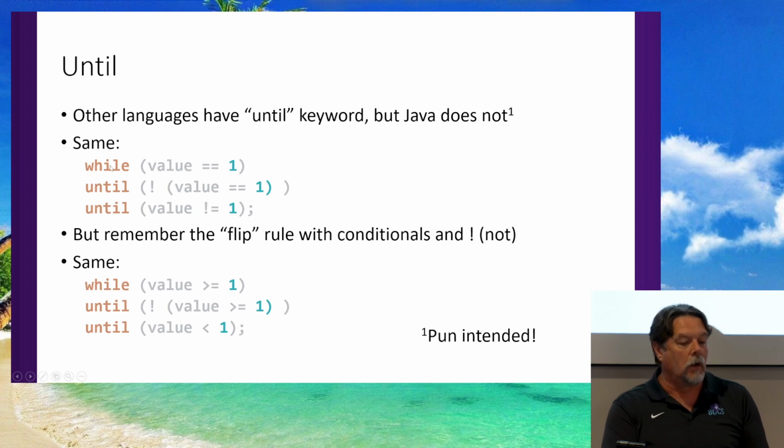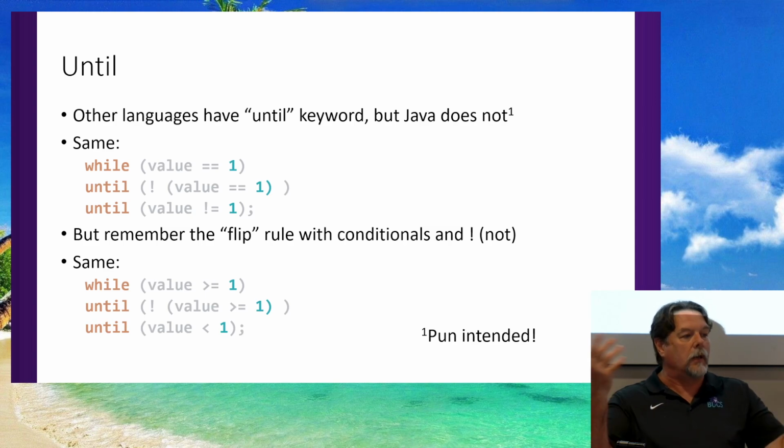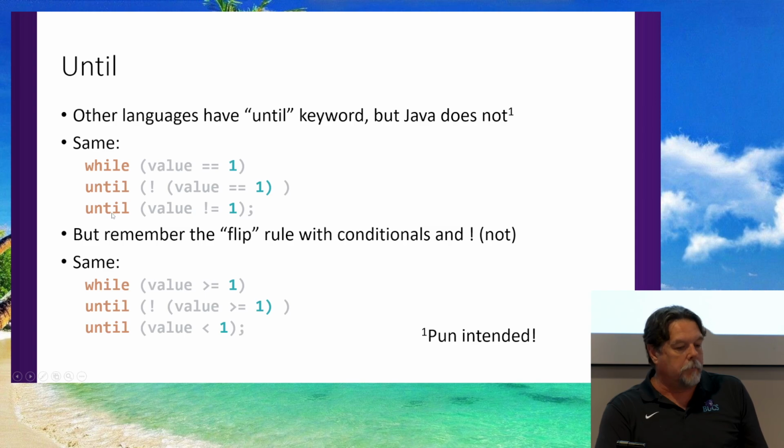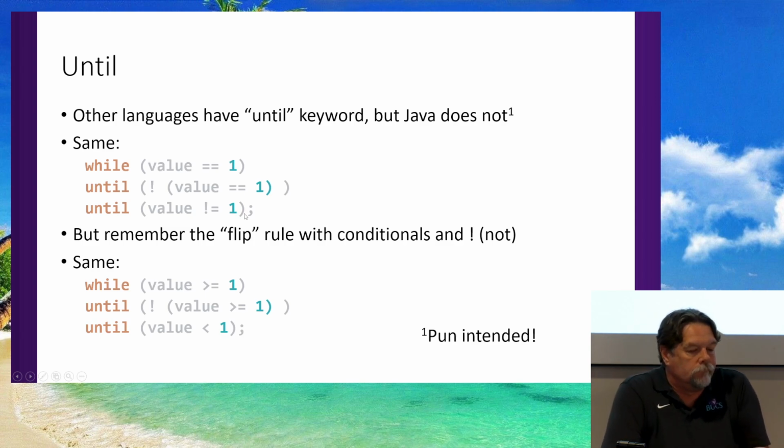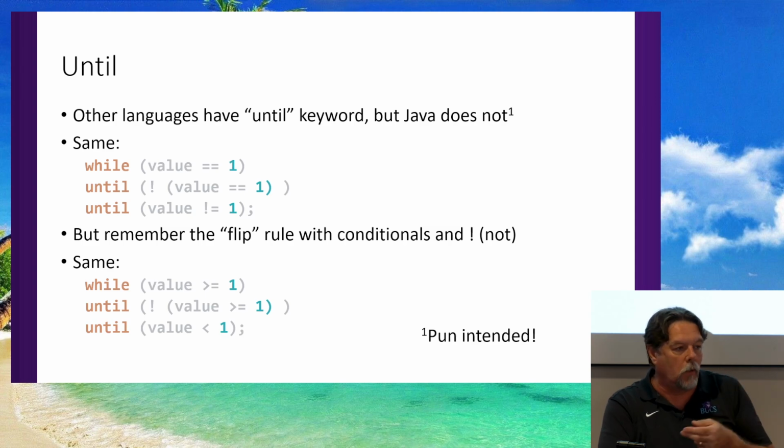As you can see here, while value is equal to 1 is exactly the same as saying until not value is equal to 1. They mean the exact same thing in the English language, even though in Java we don't have this keyword until. And if we were to decompose this expression, we'd say value not equal to 1. So while value is equal to 1 is the same as until value not equal to 1. So all I have to do is flip the Boolean over.